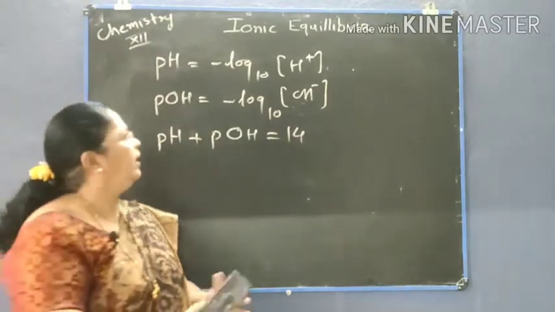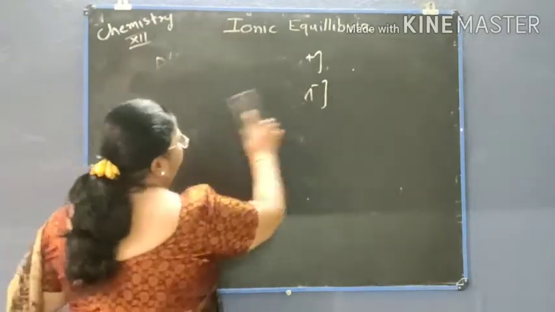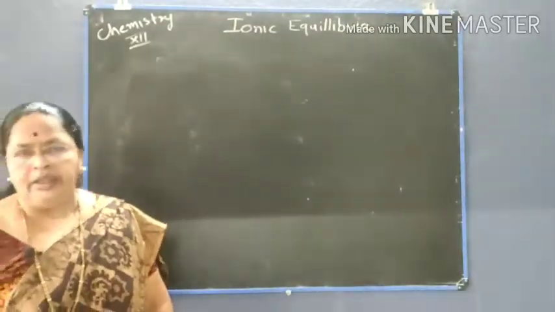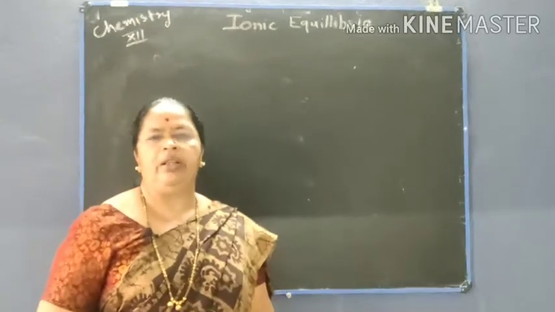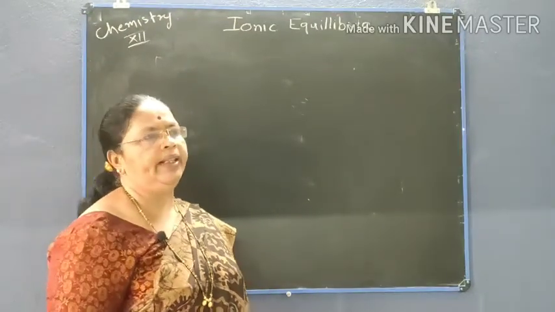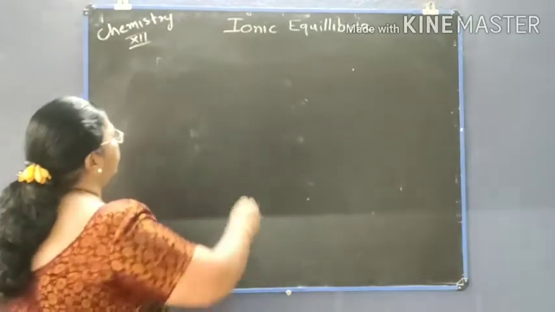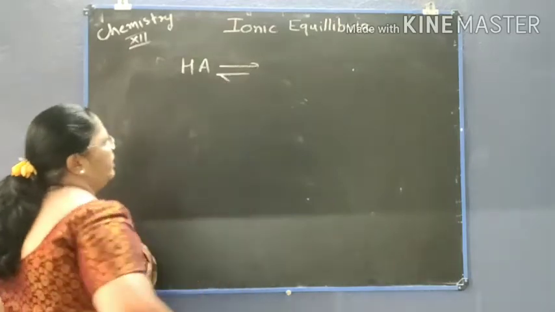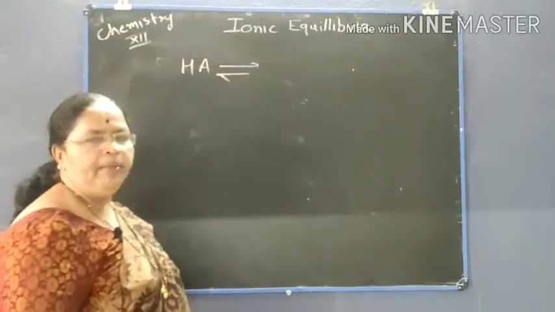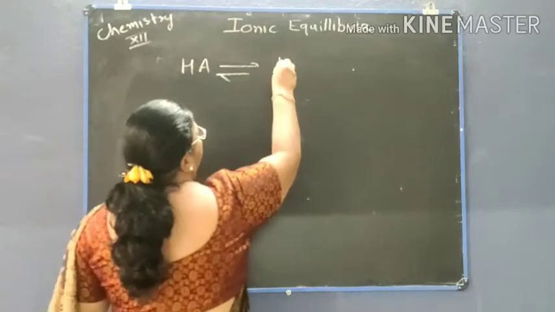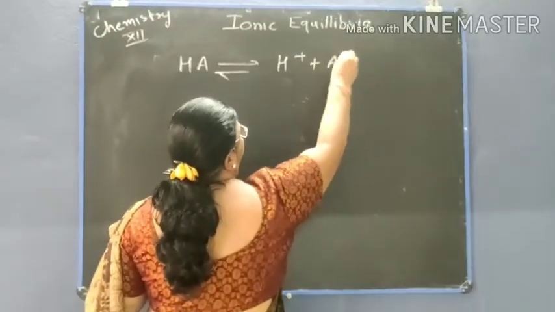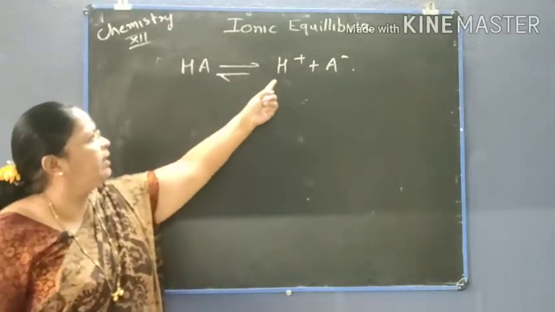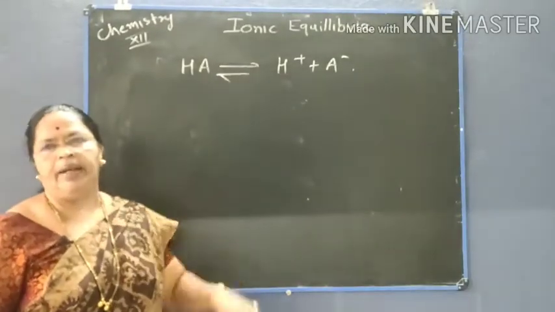Now we will see Ka and Kb. What is meant by the Ka? Ka is the dissociation constant for a weak acid. Suppose we consider HA as a weak acid. At equilibrium it dissociates as H plus plus A minus.